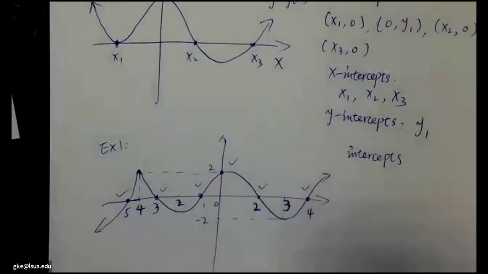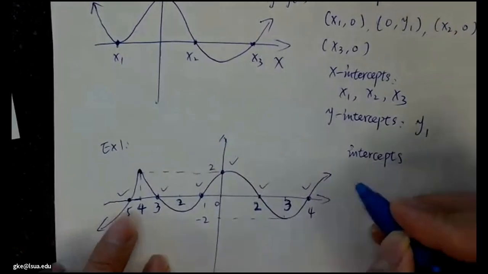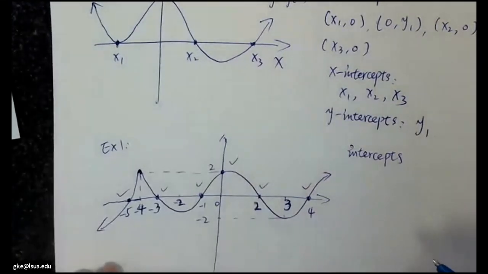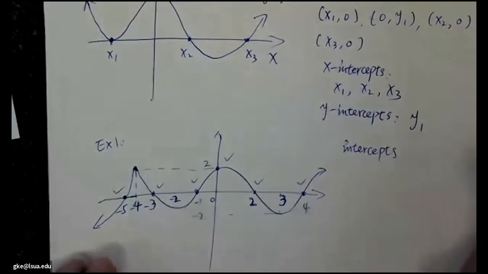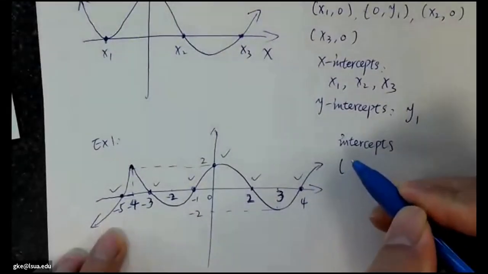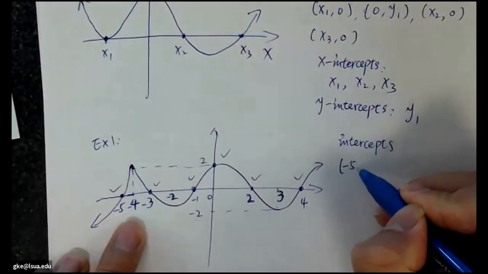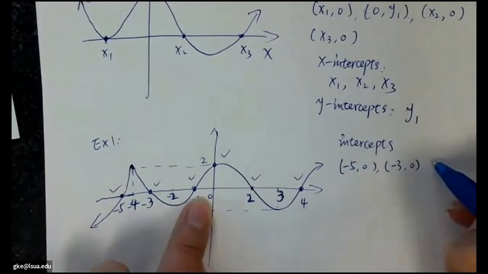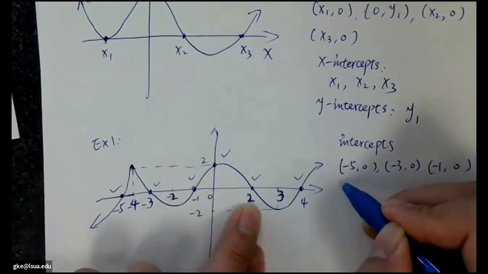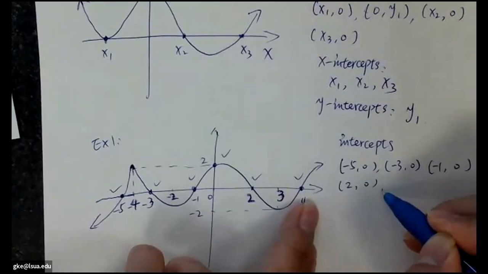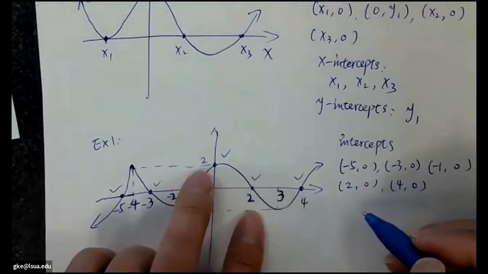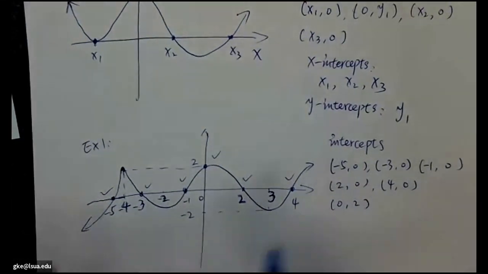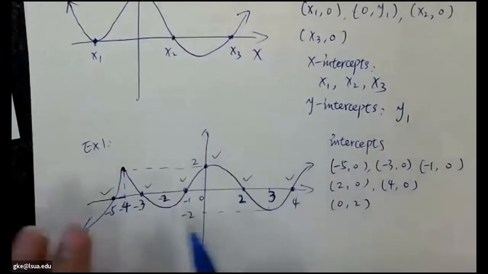And then for the intercepts, you just write down the coordinates. Oh, sorry, I need to write down the negative. I forgot the negative. You guys need to point it out. So (-5, 0), (-3, 0), (-1, 0), (2, 0), (4, 0). And for the y, this point is (0, 2). Okay, that's it. After you find all the points, it's very easy to write down the coordinates.